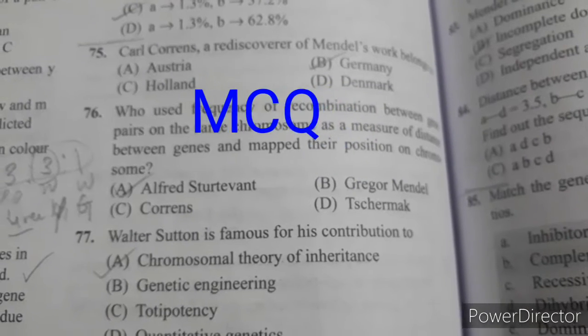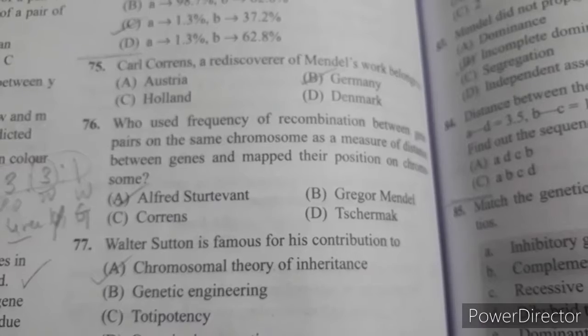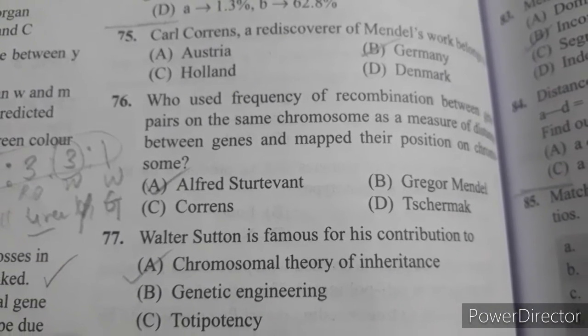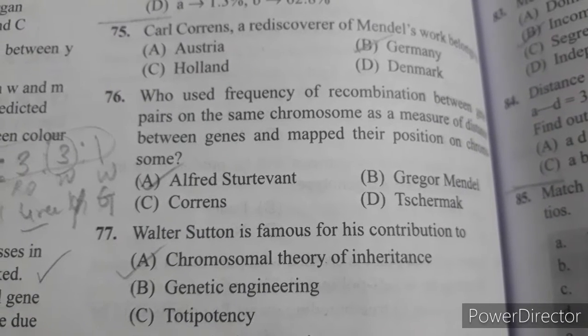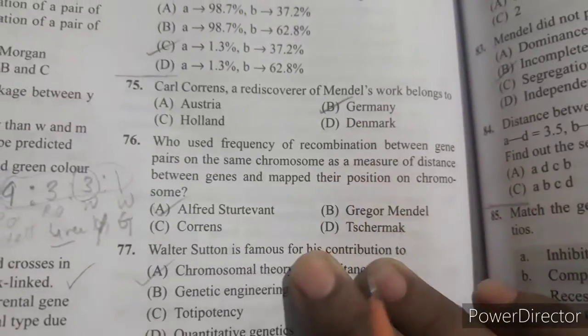So here we are with another video with the MCQs of Principles of Inheritance lesson. So let's start with the MCQs from question number 75. Karl Correns, a rediscoverer of Mendel's work, belongs to Germany.